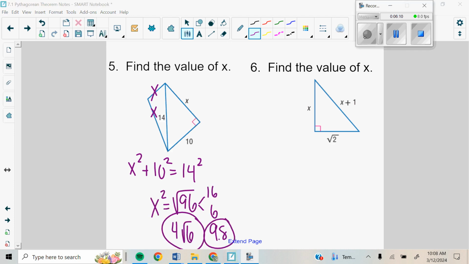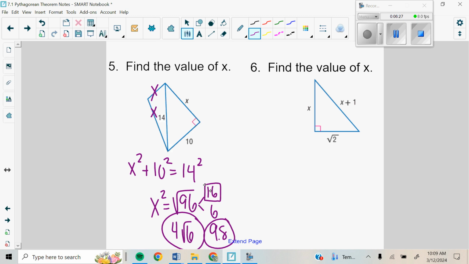All right, when you do that, we end up with the square root of 96. That is not a perfect square root, but we can pull out a square root of 16. And so we get 4 square root of 6. 16 is our perfect square root. If we put that in decimal form, 9.8 is our decimal.